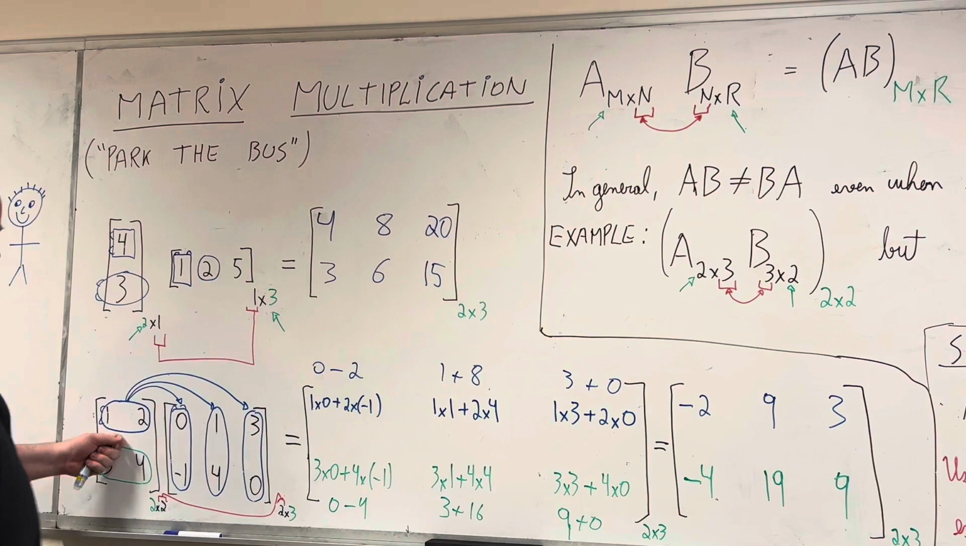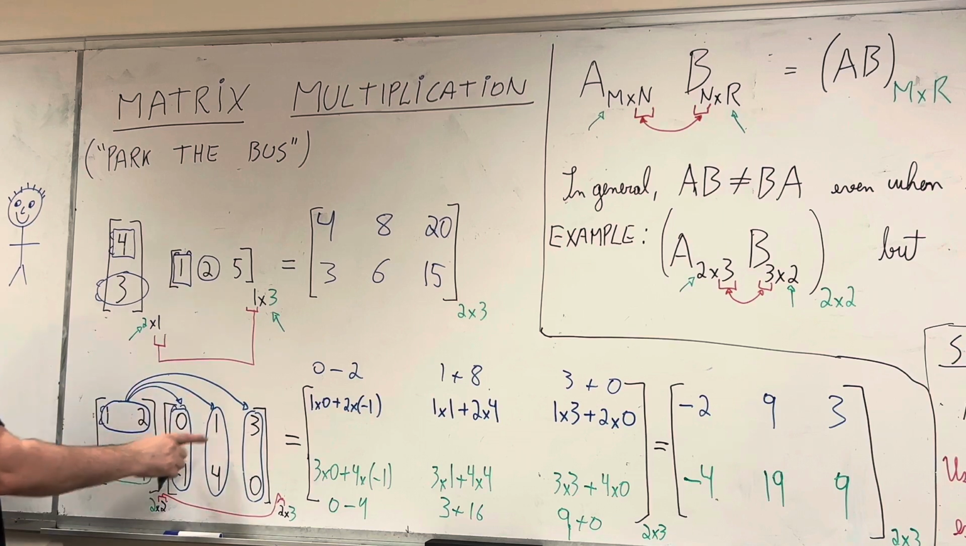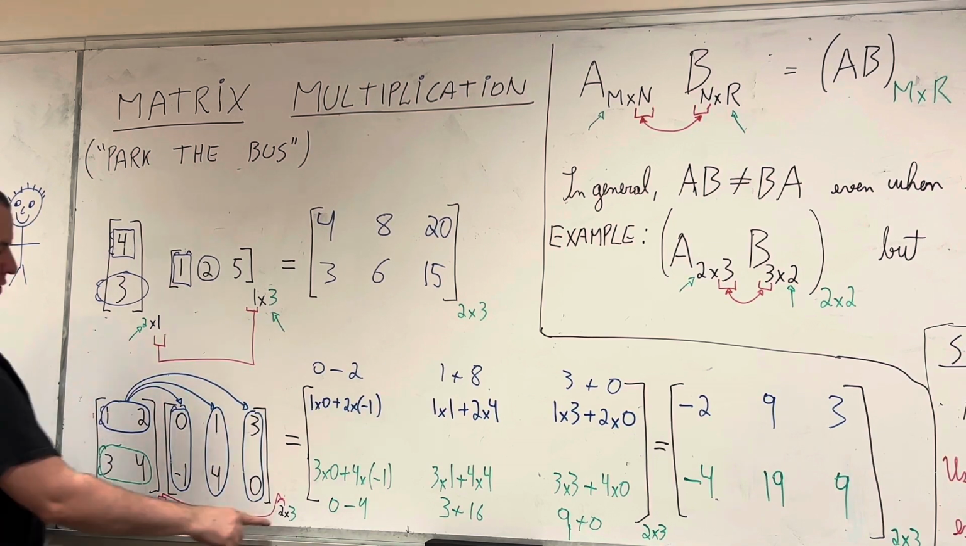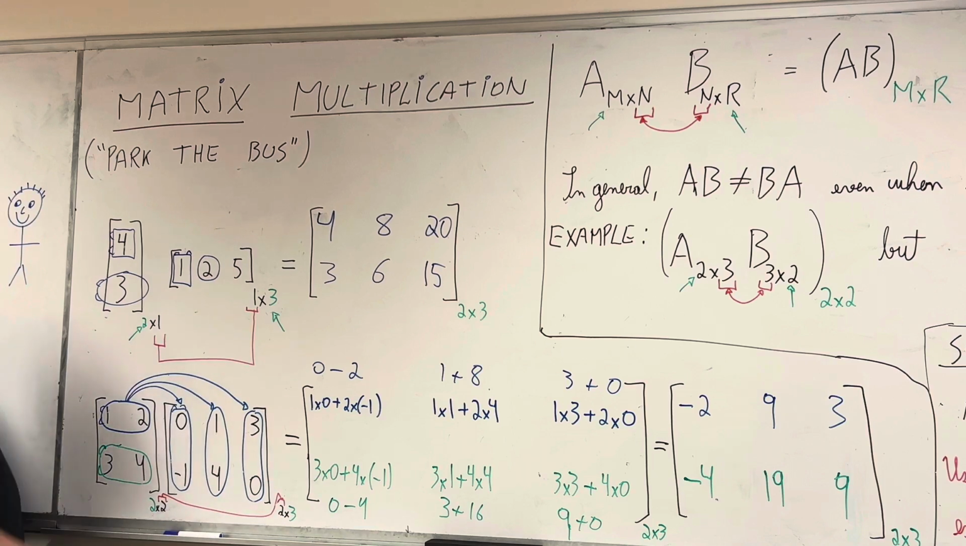I multiplied this matrix by this matrix. By the way, if I change the order here, if I had this matrix on the left and this on the right, there would be no multiplication. It's not possible to multiply because this number is different from this number. So you wouldn't be able to multiply.